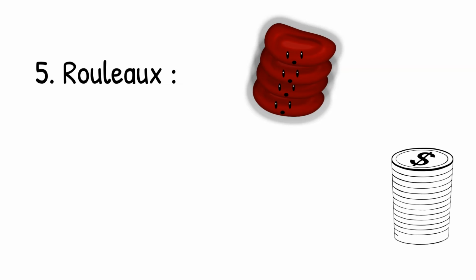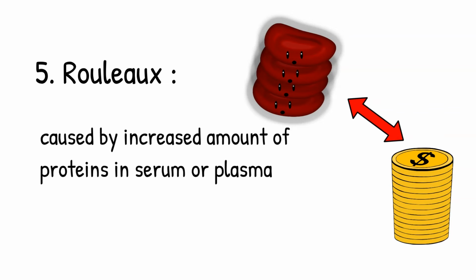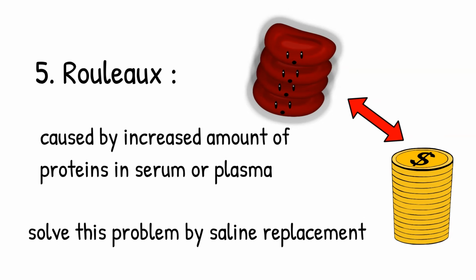Five, LULO. Yes, this is for the same reasons as for red blood cell discrepancy. A good indication that we are dealing with LULO is when we have a stronger immediate spin and weaker reactions at 37 degrees, with no agglutination at room phase. LULO is caused by an increased amount of protein in the serum. We can solve this problem by performing saline replacement. This will remove the excess proteins and allow the reagent cells to react with patient serum without protein interference.